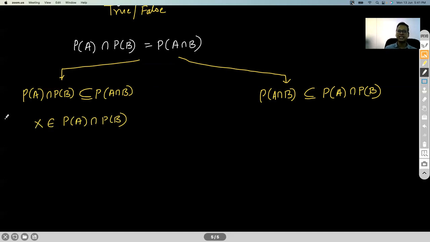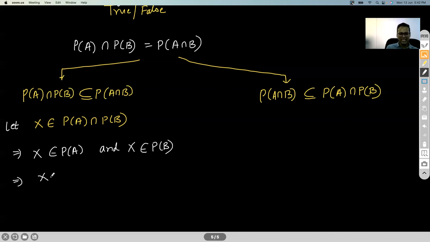It's good practice to always write sets in capital. So let there be an arbitrary element capital X, which is present in the intersection of these two. Now, I'm sure you would have done this in school: if a particular element is present in the intersection of two sets, it means that element is present in this and also in this. Everybody knows this. So that means this capital X is a subset of A, and this capital X is also a subset of B. Any questions so far? All right. That means capital X is also a subset of A intersection B.